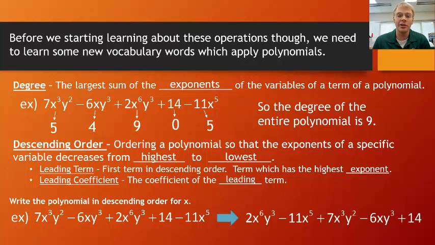So if we look at this here, you can see we have the term with x to the 6th, then the term with x to the 5th, then x to the 3rd, then x to the 1st, and then nothing, no x. Our constant term would come last, and this polynomial would be written in descending order. We will be using this every time we simplify a polynomial expression.